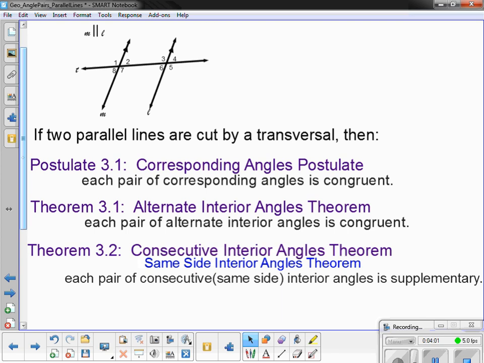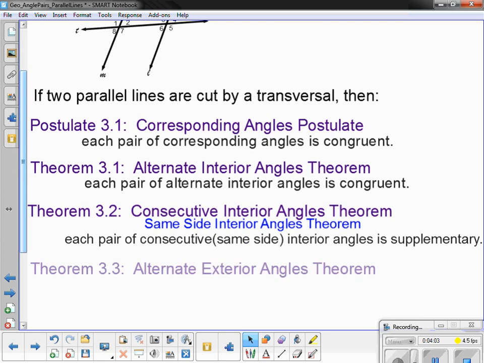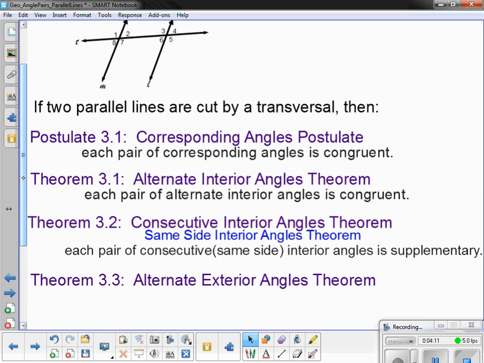Okay, then we have theorem 3.3, alternate exterior angles theorem. So this is our 1 and 5 angle. This is our 4 and 8 angle. How are they related? Well, what we found out in our conjectures is that each pair of alternate exterior angles is congruent. So with that, if I have two parallel lines and I have a transversal, and I know one of those 8 angles, I should know every angle in that entire deal. Every single one. I should be able to figure them all out.